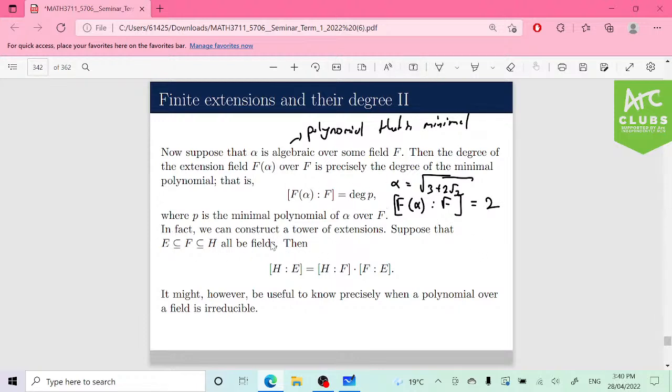Cool. And if we have intermediary fields, we can actually construct a tower of extensions. So if we look at the extension H over E, where F is an intermediary field, then we can construct an extension from H to F, and then from F to E. And it turns out that we obtain this relation here.